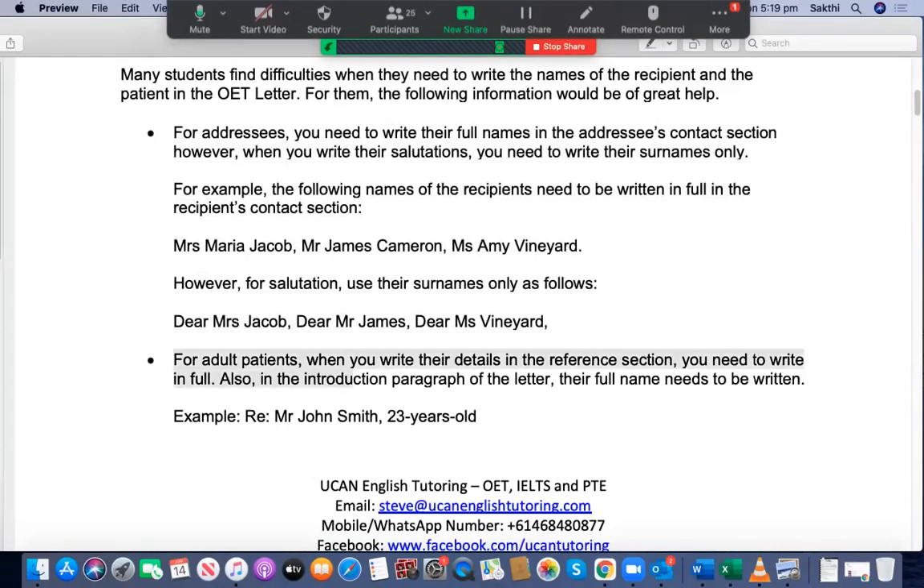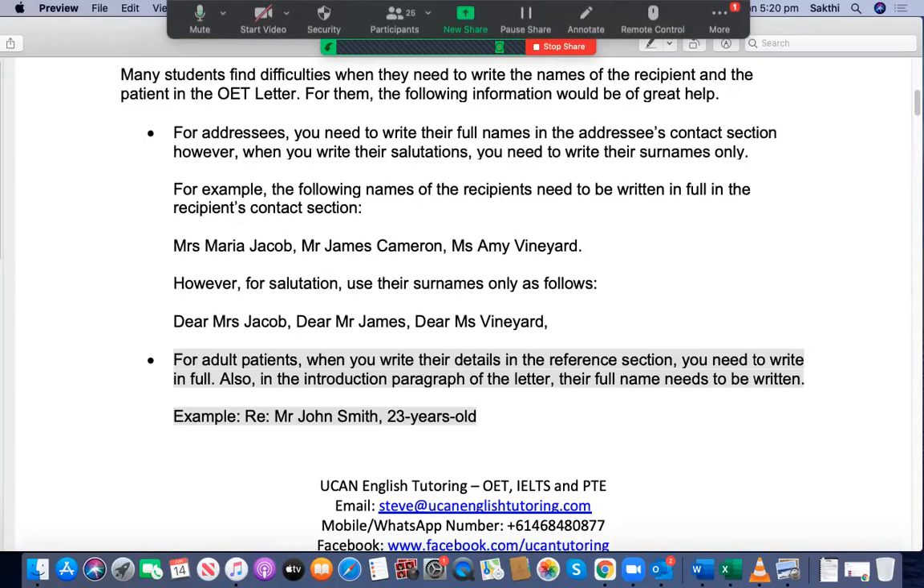For patients, whenever we need to refer to the patients, there are a number of ways you can refer to them, and it depends on the age of the patient as well. So we can classify the patients into two different categories: one is the adult and the other one is the child. Adult patients are going to be aged 18 and above, whereas the children can be below 18. That is how we refer.